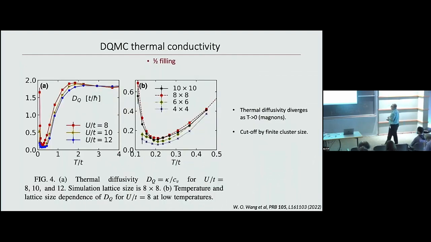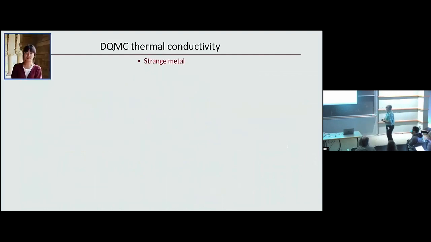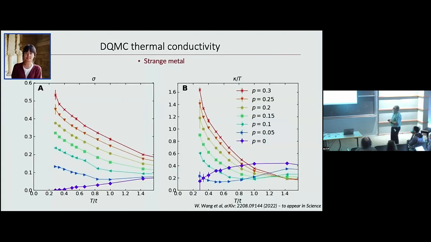And so then dividing out by the specific heat, we can look at the thermal diffusivity. It looks relatively constant at high temperatures, drops down as these magnons start to develop, and then eventually turns around and becomes divergent, and that divergence is just going to be cut off by the finite size of our cluster. So I have to move quickly because I want to show the thermal conductivity. Here is the electrical conductivity and the thermal conductivity divided by T. This is for the strange metal case. These are the different dopings.